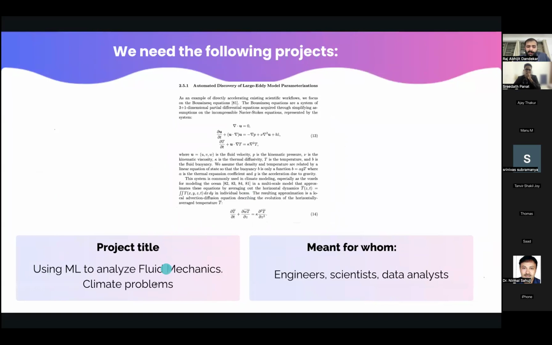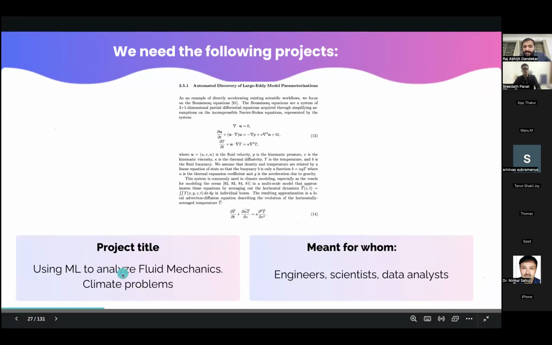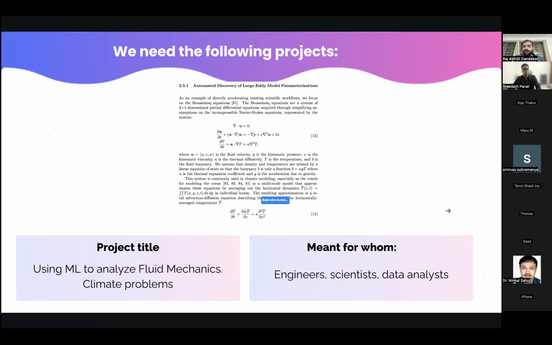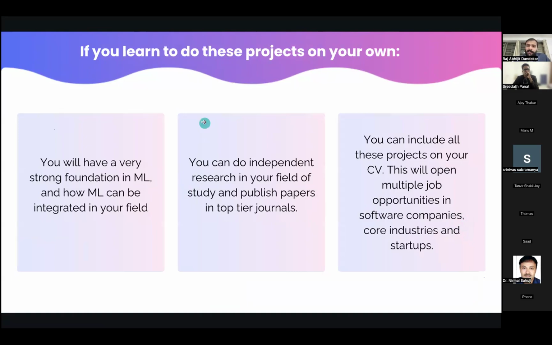Now, what if you use machine learning or physics-informed neural networks to analyze the Navier-Stokes equation? Wouldn't this project be extremely impactful instead of just doing a linear regression or classification analysis? Because this directly relates with fluid mechanics, this directly relates with climate or atmospheric sciences. And in fact, no one else would have been doing this project. If you start doing this project, this will be unique and this will be novel, and it can even be converted into a research publication. So if you learn to do these type of projects on your own, you will have a very strong foundation in ML because ML is the base.